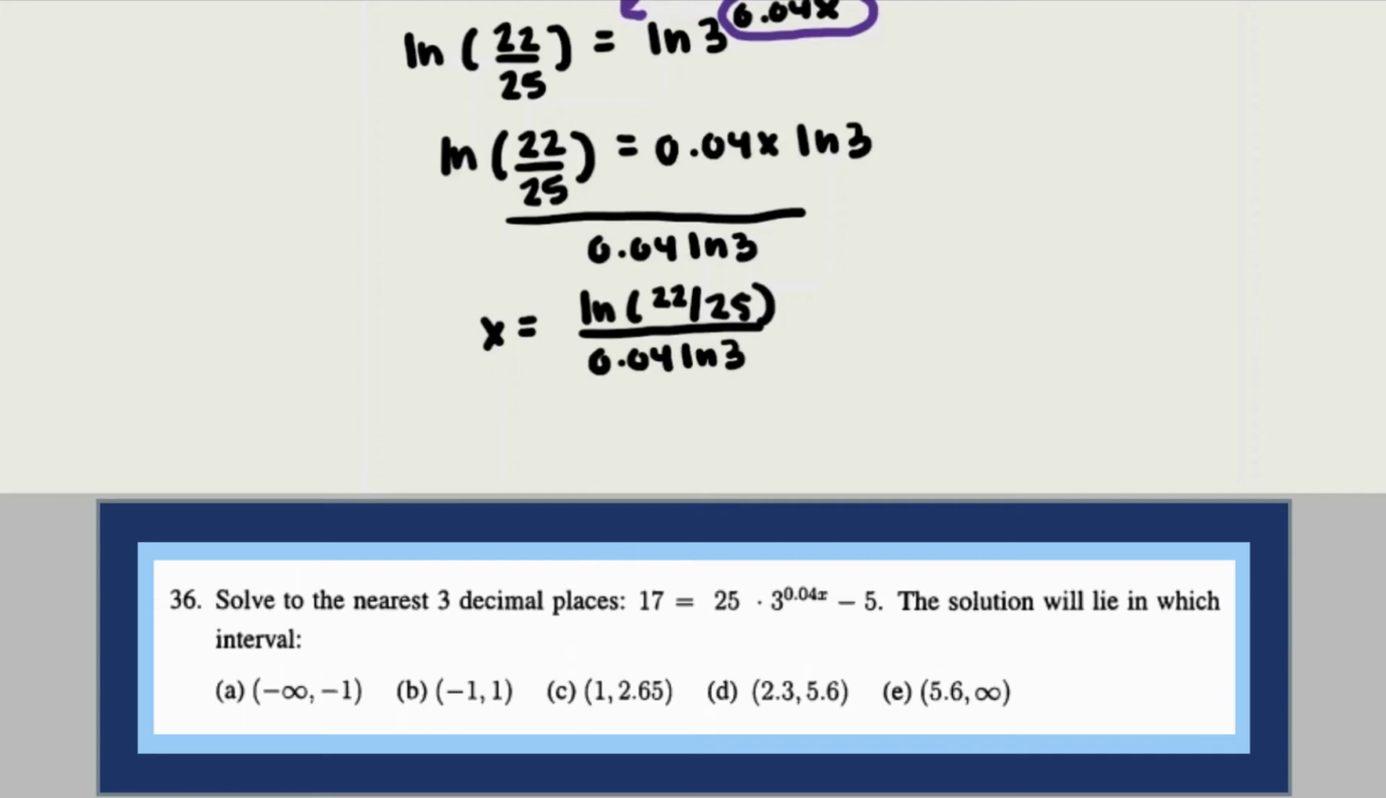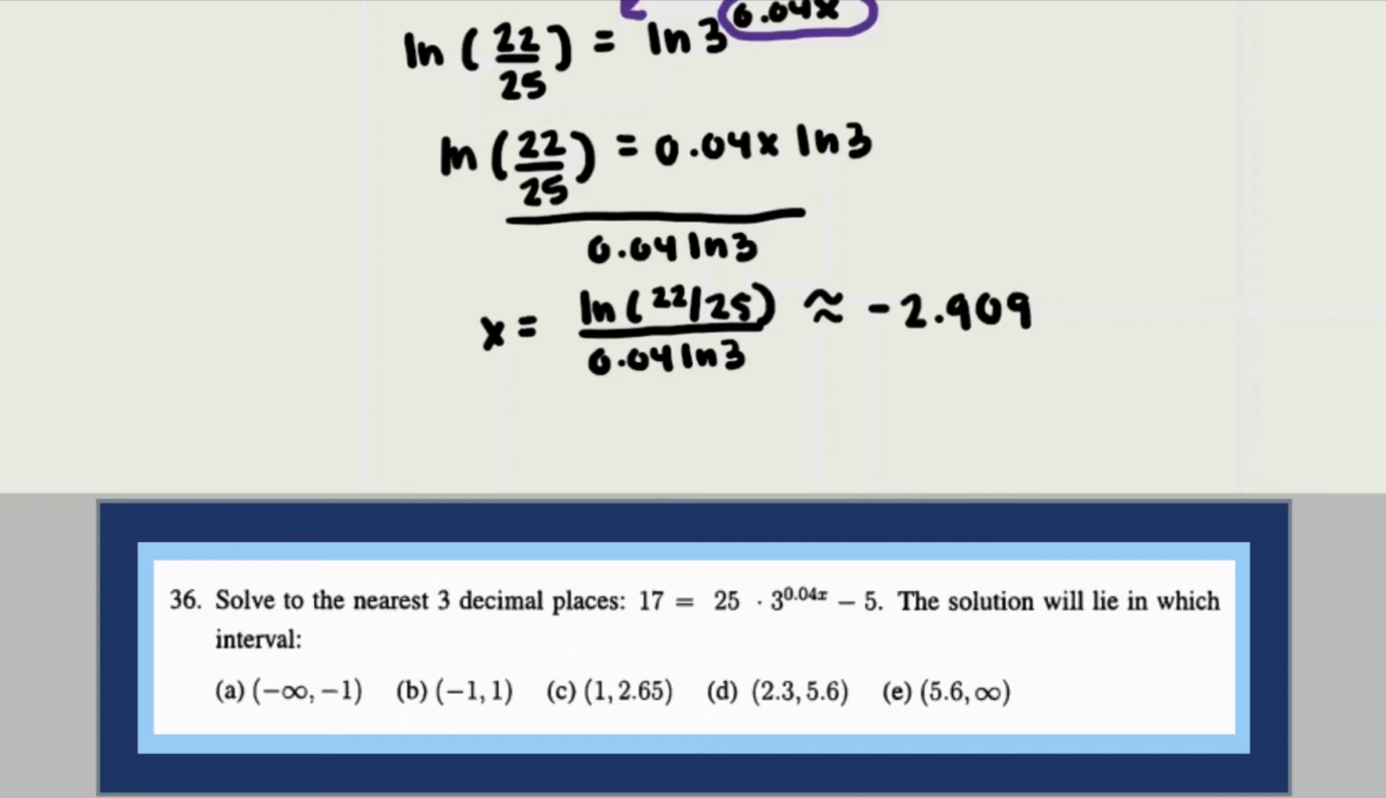And decimal rounded to 3 decimal places. I'm going to see what that is. Alright guys, so when I did that, I got negative 2.909 about, and they want to see which interval that is in. So the interval that answer choice is in is, let me see.